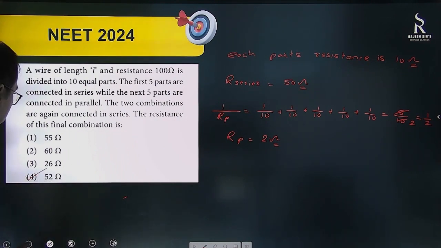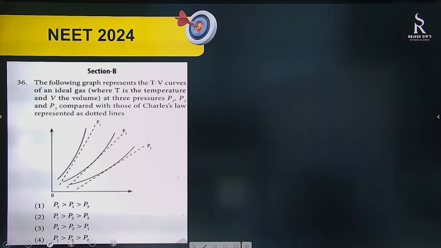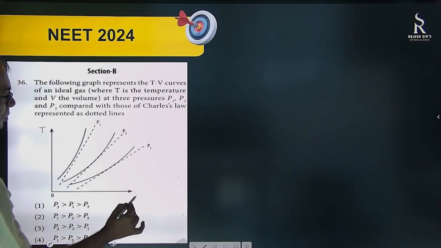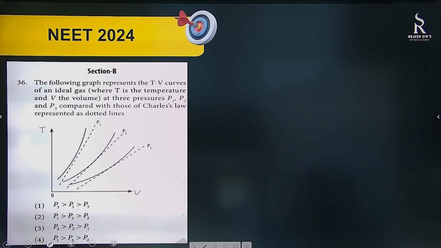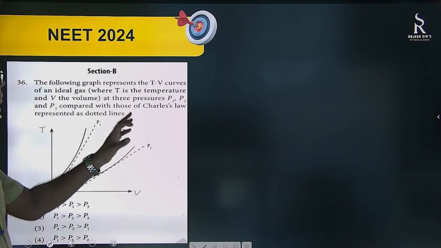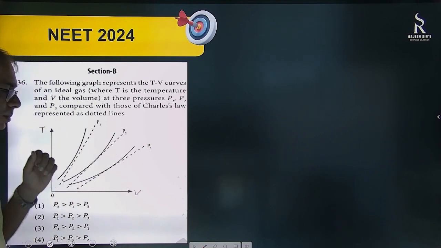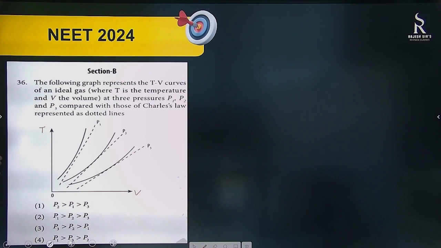Then section B started from here. The following graph represents the TV curve. This is T, this is V. It is the TV curve of an ideal gas, where T is the temperature and V is the volume, at 3 pressures P1, P2 and P3, compared with those of Charles' law represented as a dotted line. Pressure is constant in them, right? So he is asking the relation between the pressures.